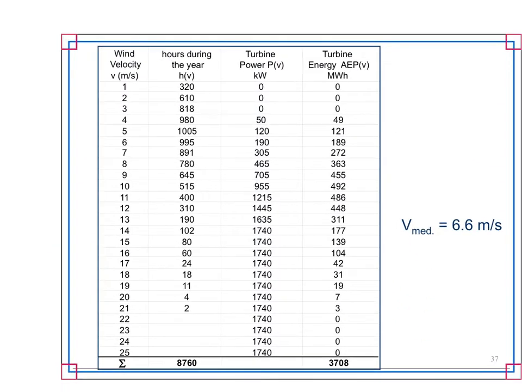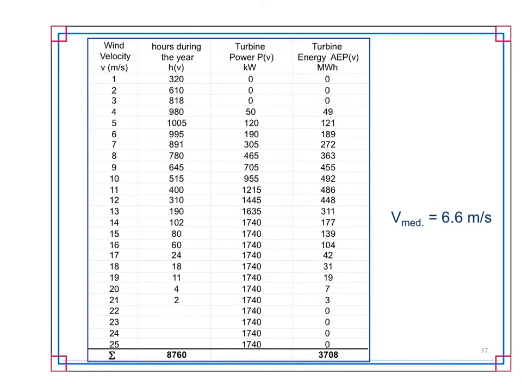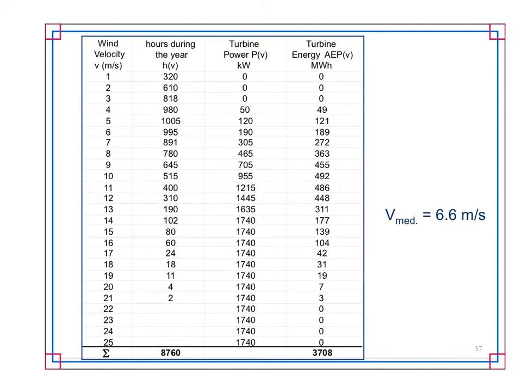So here's an example where we have actually calculated what the hours of operation are in a year, then what the output turbine power would be. So you can see at 14 meters per second, we hit 1740 kilowatts, which is the rating of this machine. And then the number of hours that we have multiplied by the power will tell you how many megawatt hours you have. This has an average or median wind speed of 6.6 meters per second. So you can take a look at the Rayleigh and see if you would get that power output.